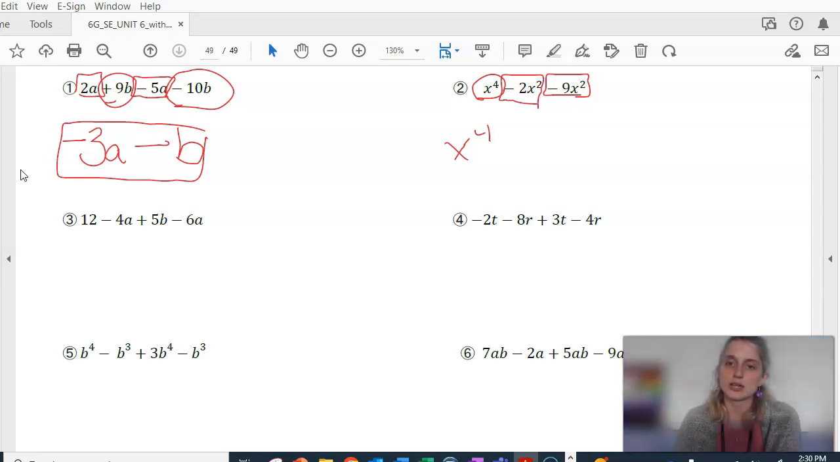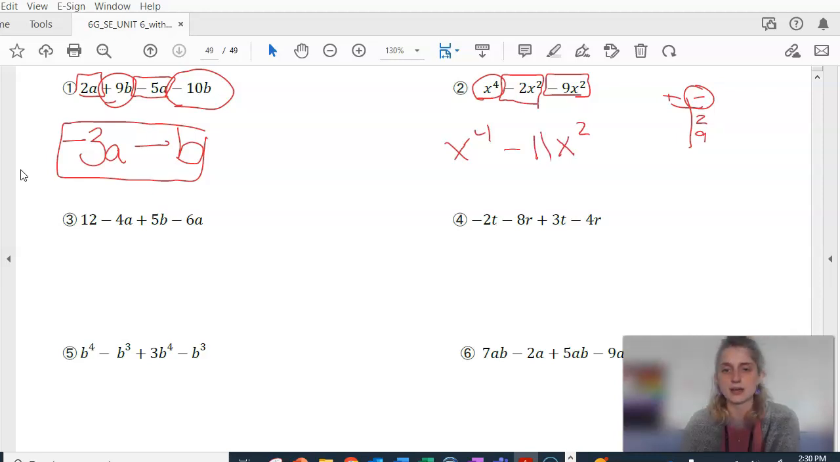Here we have 2 negative x to the power of 2's and 9 negative x to the power of 2's. When they're the same sign, they're both negative, we're going to add up negatives, 2 negatives and 9 negatives. Your answer is going to be negative 11x to the power of 2.